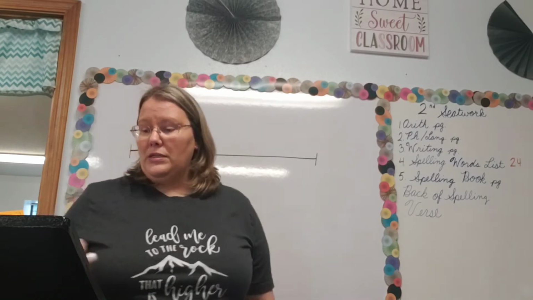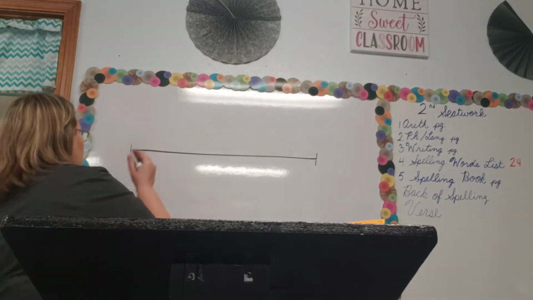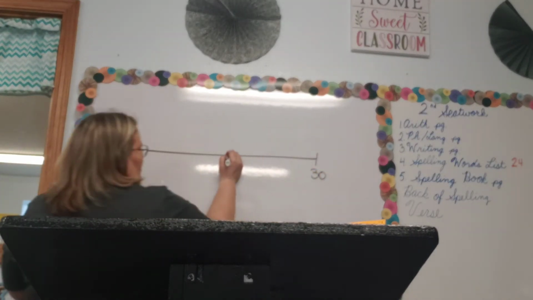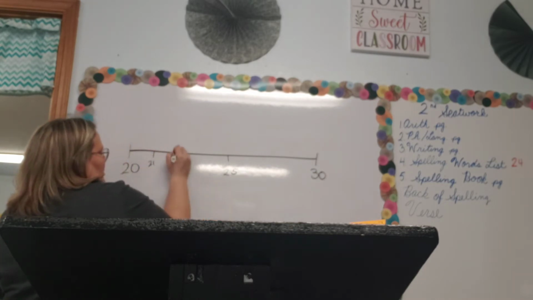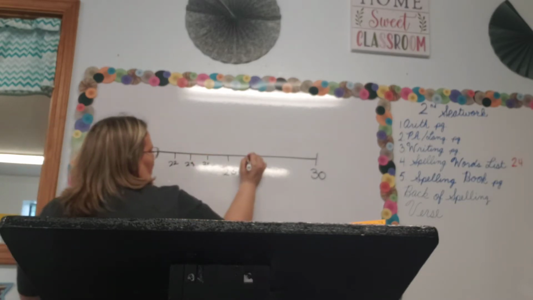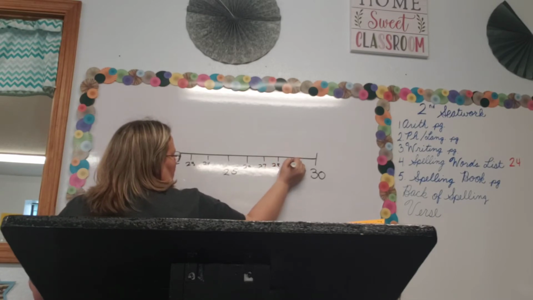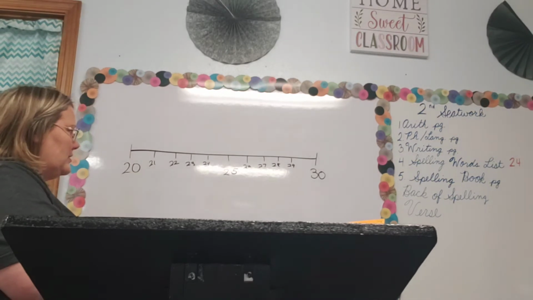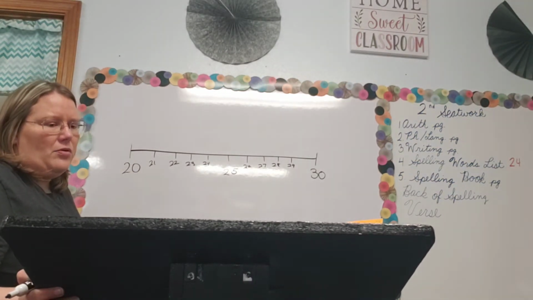So I'm going to put some numbers on my number line. Let's say 20 and 30. Okay, and in the middle is 25. So we would have 21, 22, 23, 24, and then 26, 27, 28, 29. So we're going to look at our line, and I kind of went over this last week, but we're going to touch on it again.